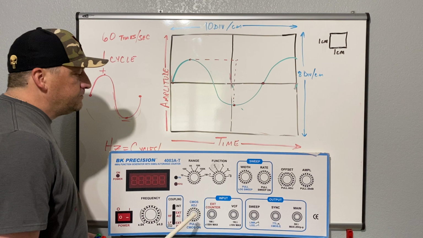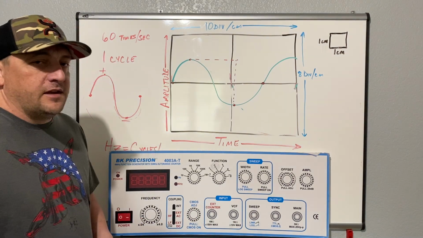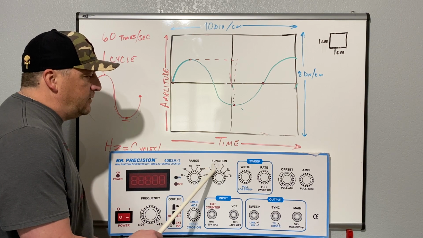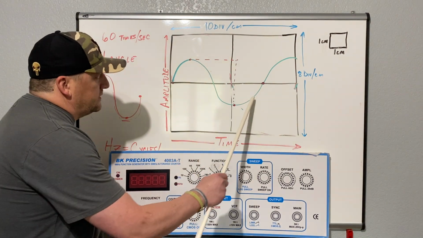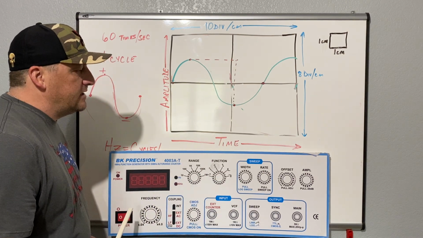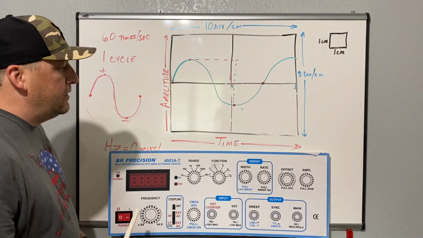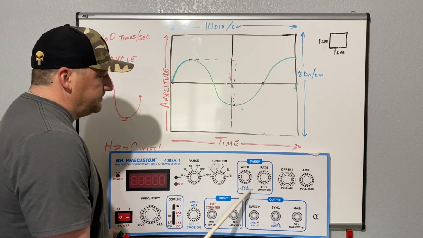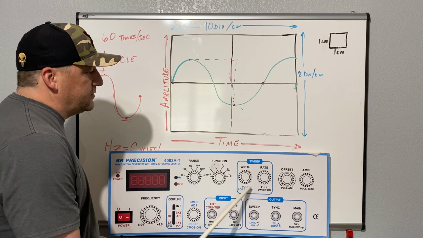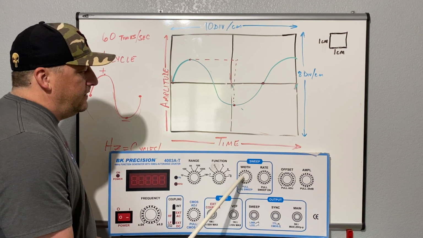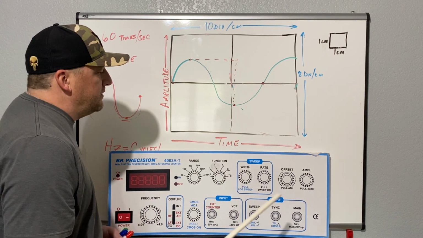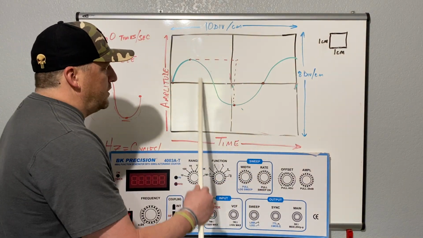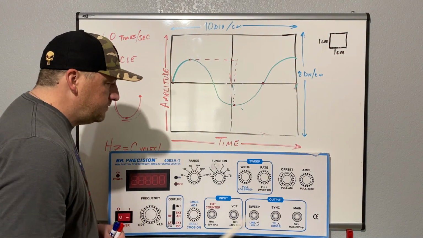Now, function. For 99% of the things that you guys are going to be concerned with, you're going to be using this regular sine wave function, which is that type of trace that we're seeing right there. Then we will be looking at the sweep next. You're not really going to use this very much. That's kind of adjusting how fast it's going across the screen.